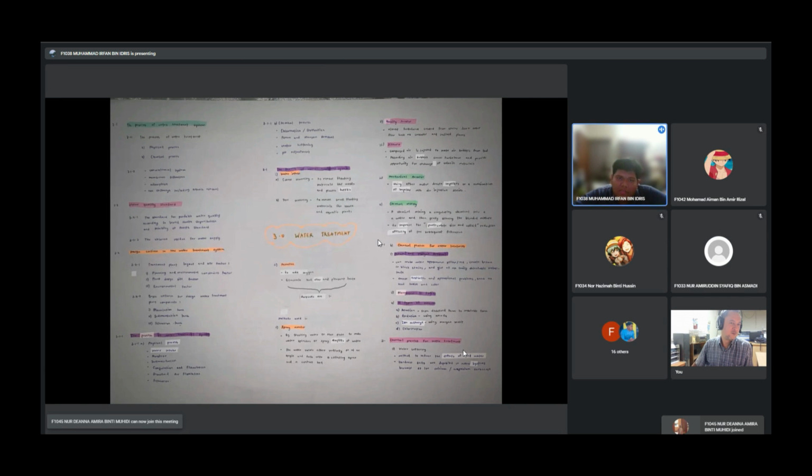Water supply and wastewater engineering. So I will go to the first chapter, that is chapter 3, water treatment. The process of water treatment system. There are two processes of this water treatment, that is physical process and chemical process.